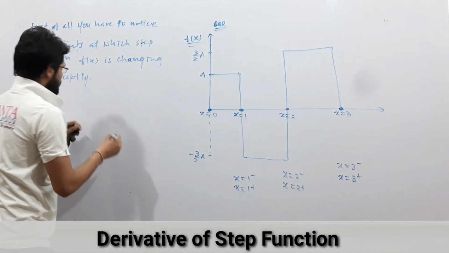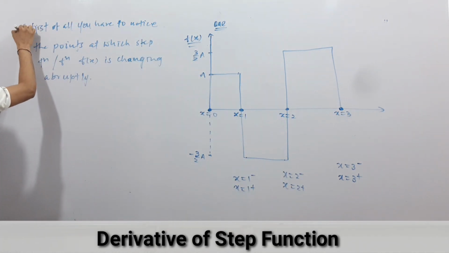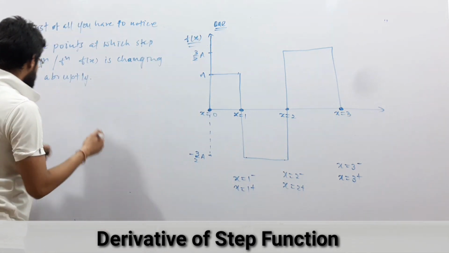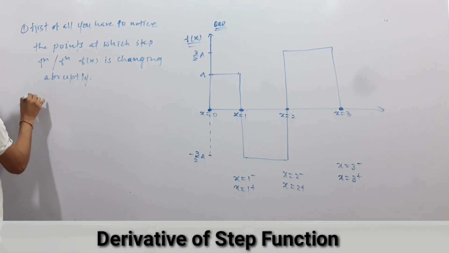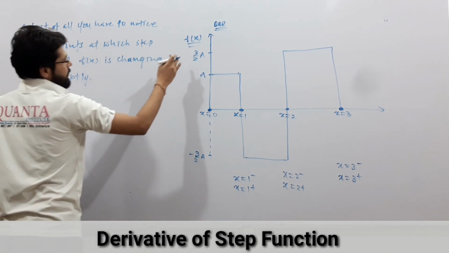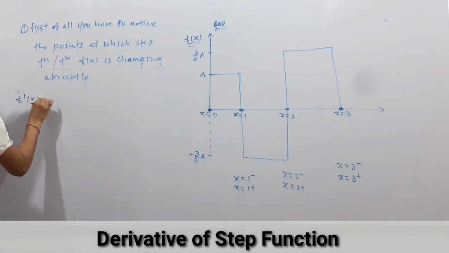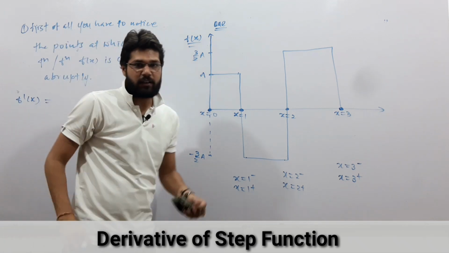So this is the first step. You have to notice all these points. Clear? Next, the derivative of this function, you can say f prime x, will be the Dirac delta function.